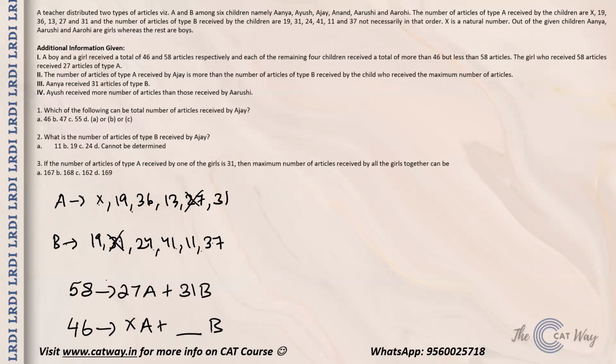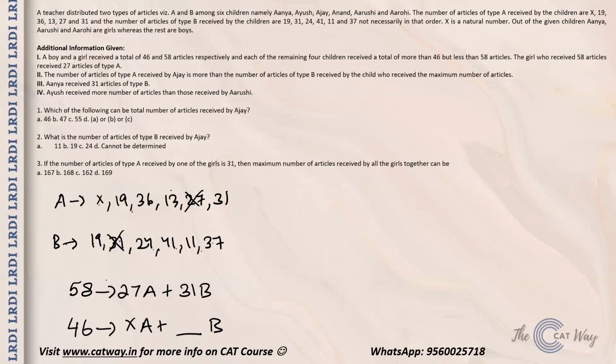Now, if you observe properly, what you will find is that 27 has been linked with 31. What we saw is now others have to get more than 46 and less than 58. So now what is going to happen is, guys, the person who gets 19 articles has only one possibility, that is having 37 articles of type B. Why is it so? Because 27 and 31 are already taken.